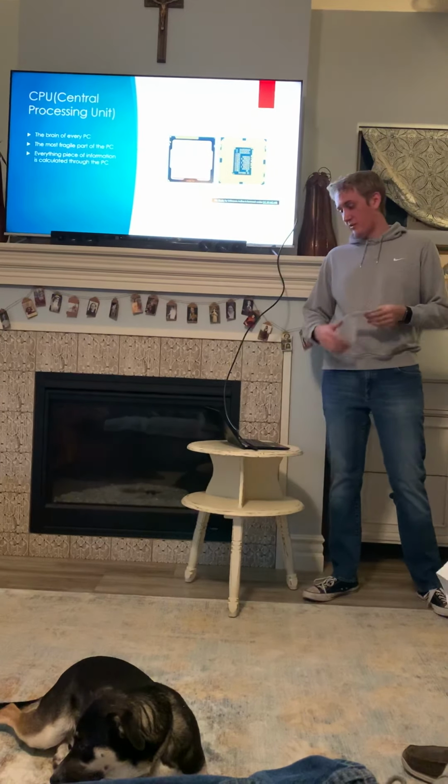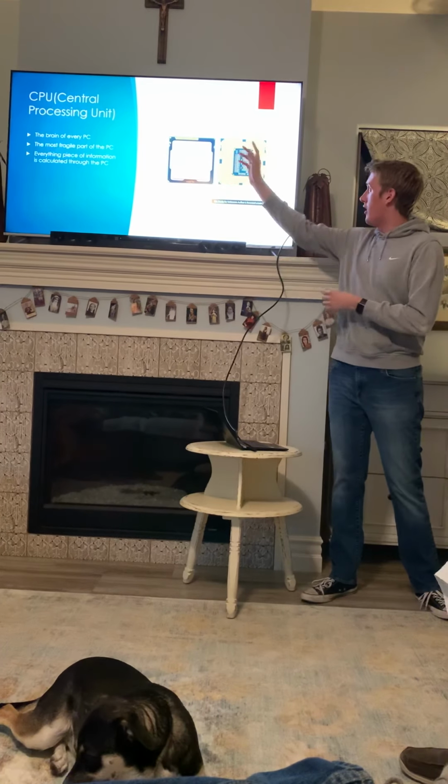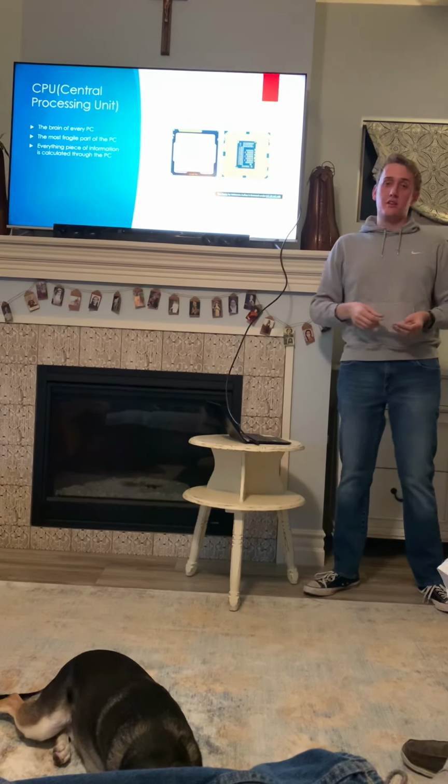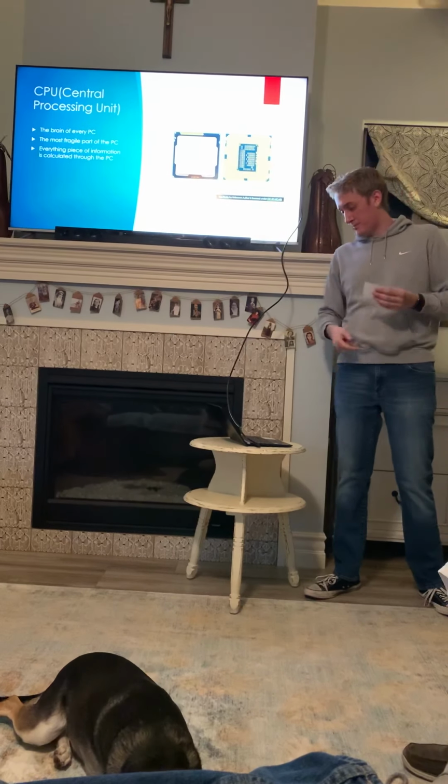And it's also one of the most fragile parts of your PC. It has these pins, and you have to be very gentle with them when you're installing it into your PC. If you aren't, it can destroy the whole thing.